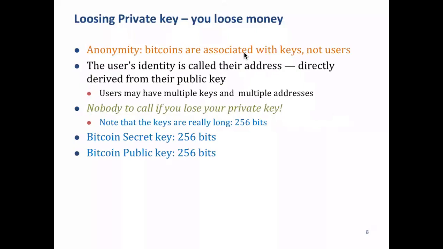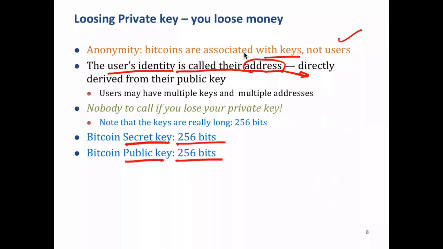All right. So anonymity we have seen. Bitcoins are associated with keys. Bitcoin uses identity, which is mainly the public key address. Public key is also called the address. In Bitcoin, the secret key or private key is 256 bits and the public key is also 256 bits. Now note that this is very large, right? A big number. How do you remember it?